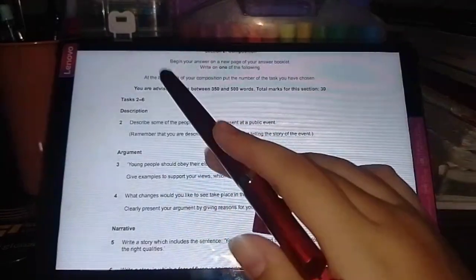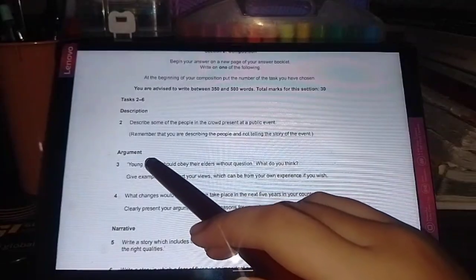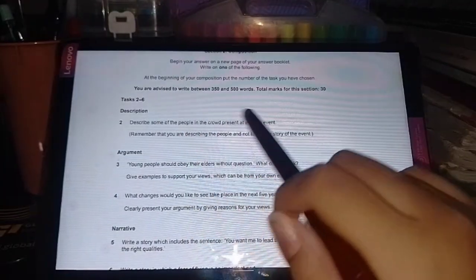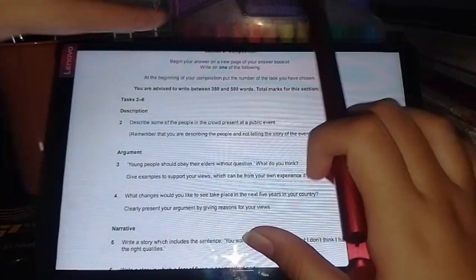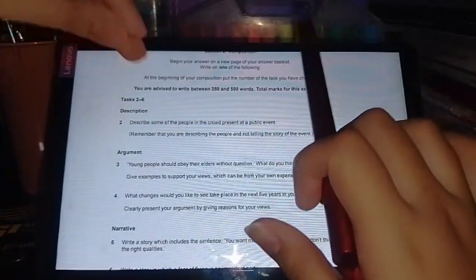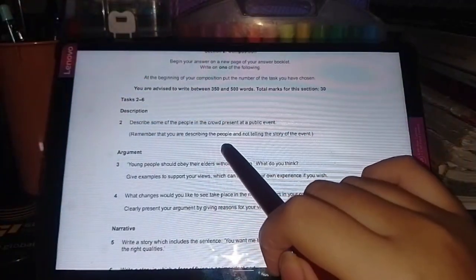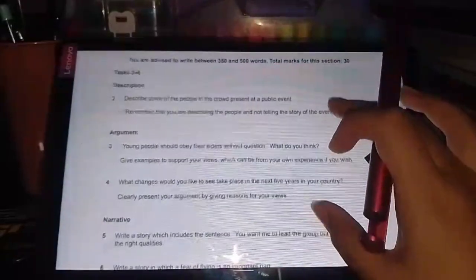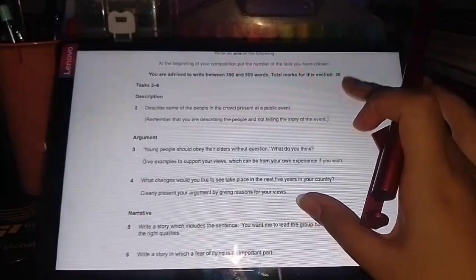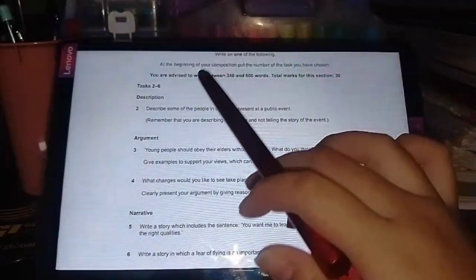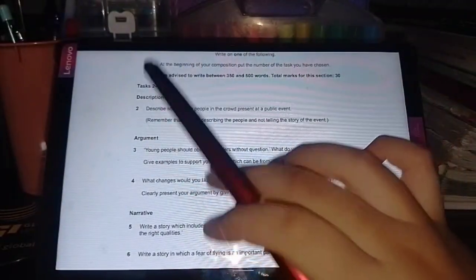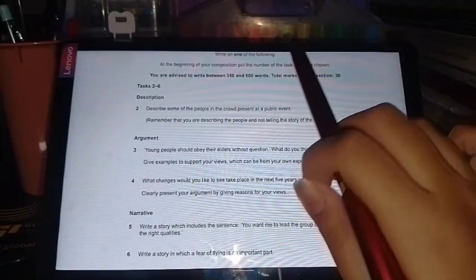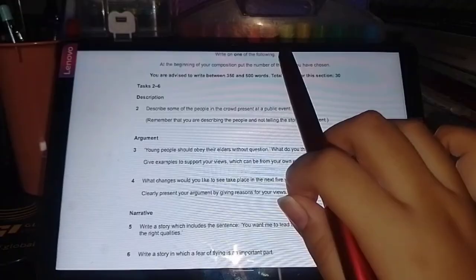Now if you go through the descriptive writing, you have to include the point: describe some of the people in the crowd present at a public event. The crowd which was present at a certain public event. Remember that you're describing the people, not telling the story of the event. I'm going to discuss description writing in the next video, but by the way, for your completion, I'm telling you this: description writing is actually all about the people, not the story of the event. So don't make that mistake.